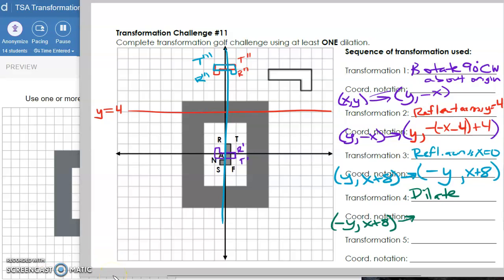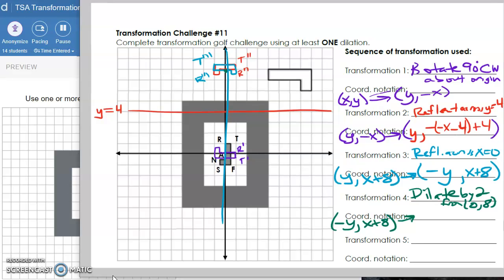The next thing I did was dilate, and I left the dilation at the origin, but that grew my shape off of my page, so I would really like to keep it on the page. Instead, to do that, I'm going to dilate about this point here that's on my shape. That should hold on to it and sort of pin it to the paper. I'm going to dilate by a scale factor of 2 from the point (0, 8). And that fully defines my dilation.